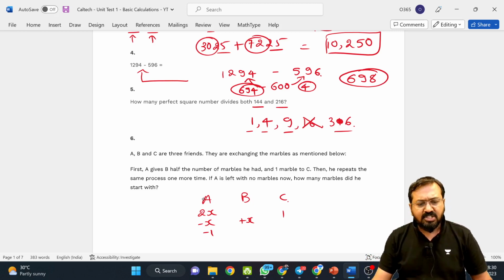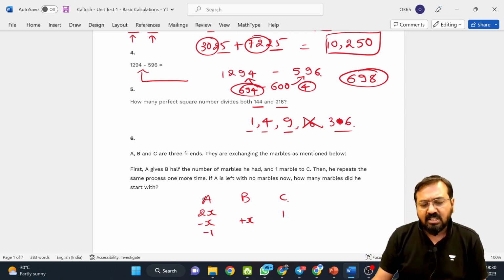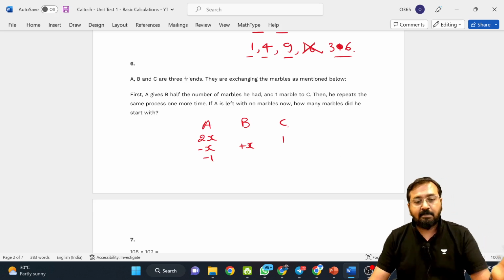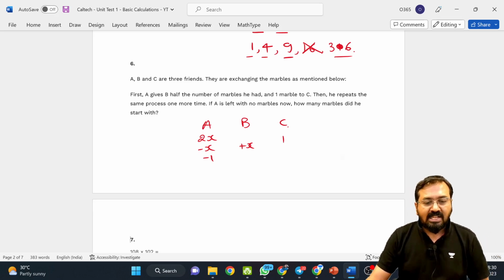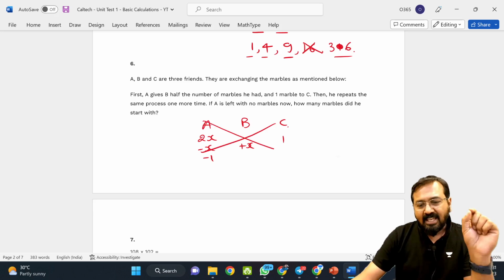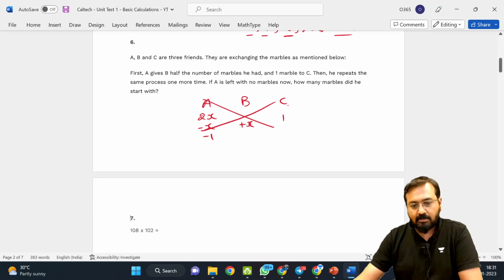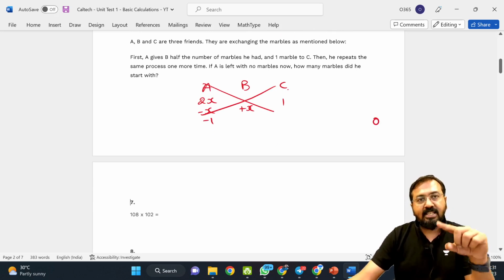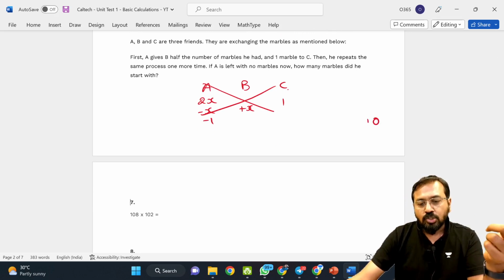Now shall we make the equation, or should we directly solve? There are a couple of ways, but here it will become complicated, making it half and then subtracting 1. So guys, we can use a slightly different approach. What we can do over here is start backward. At the end, A has 0 marbles. Let me just write over here: A is left with 0 marbles. Before that, he had given 1 marble to C.